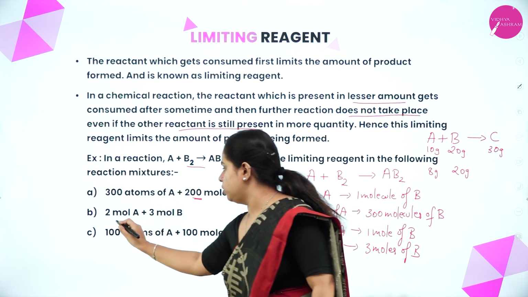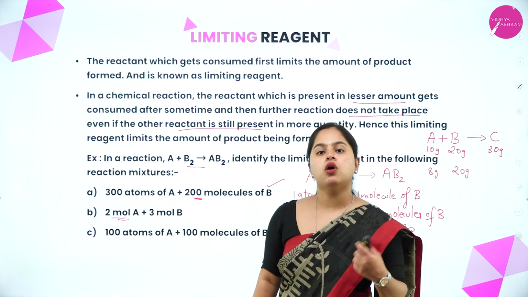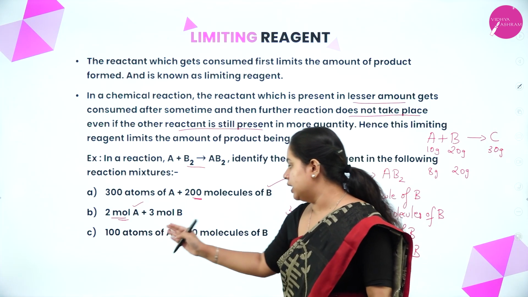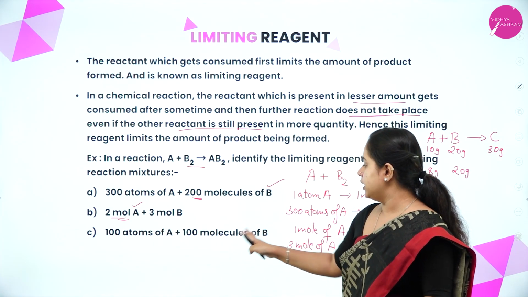Now what is given here? Only 2 moles of A. So what is my limiting reagent here? It is A, right? Now the last one, 100 atoms of A requires 100 molecules of B.